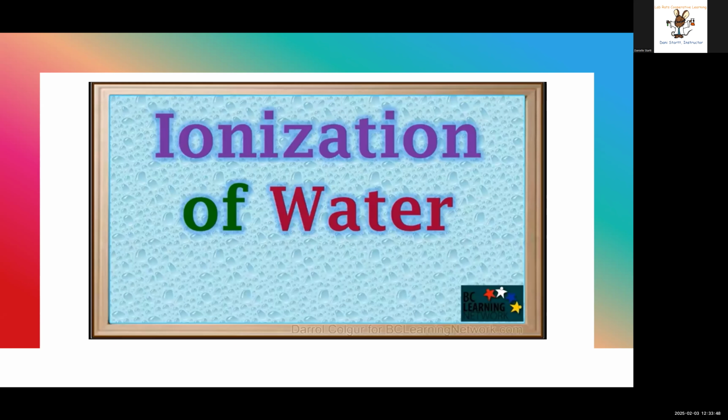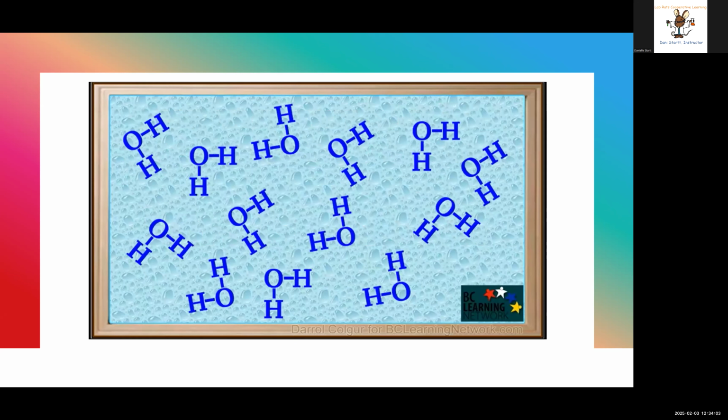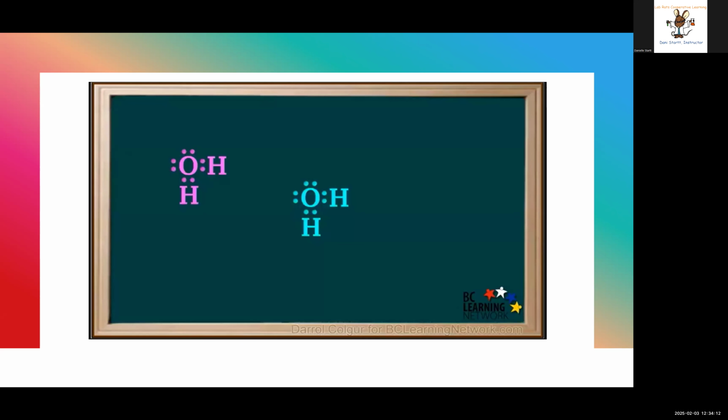Water is usually thought of as a non-conductor. However, very sensitive devices can detect some conductivity in water, no matter how pure it is. Even very pure distilled water contains some ions. Why is this so? In any sample of pure water, almost all of the water molecules remain as neutral water molecules and don't react chemically with each other. However, about 2 out of every 556 million water molecules will react chemically with each other.